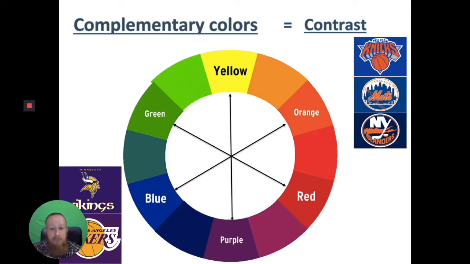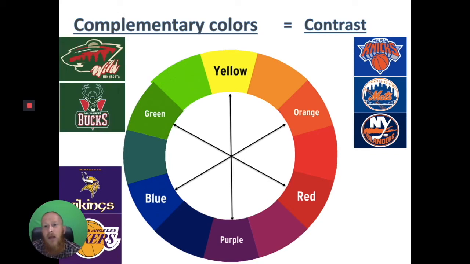Got any? I'll help you out. The Minnesota Wild and the Milwaukee Bucks both use red and green complementary colors, and they did this because these colors stand out really well. So these are our complementary colors. We have purple and yellow, green and red, blue and orange.